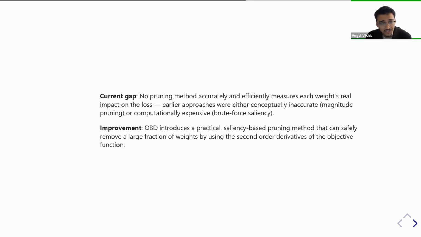What optimal brain damage does is introduce an efficient way of measuring saliency, so that we make accurate decisions on the weights to remove while also not being computationally infeasible. This is done by using the second order derivatives of the objective function. And with that, we could go into the math to explain a little bit more. But that's the main idea: we find the saliency of the weights in a way that is, one, accurate, and two, feasible.